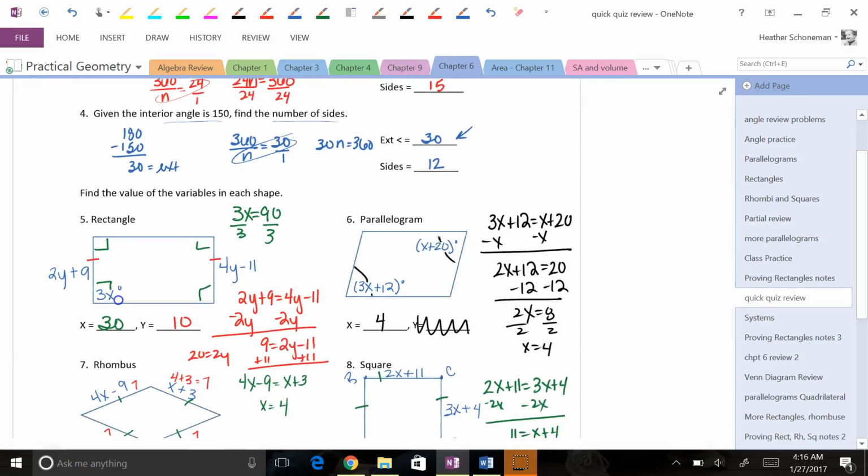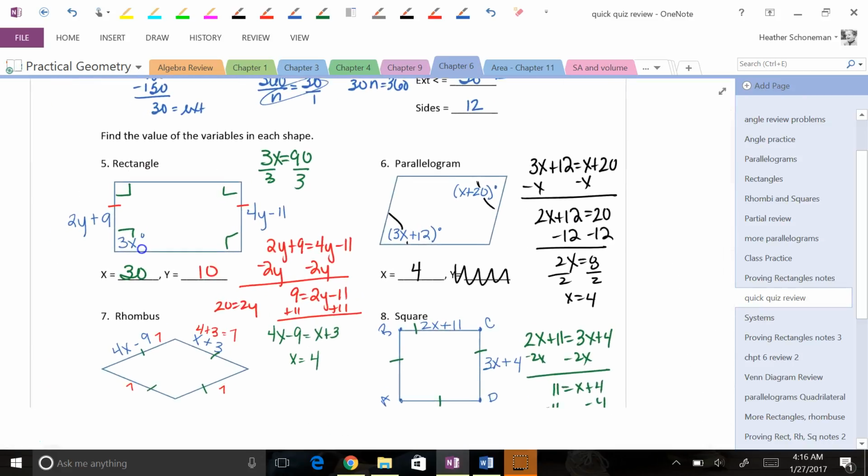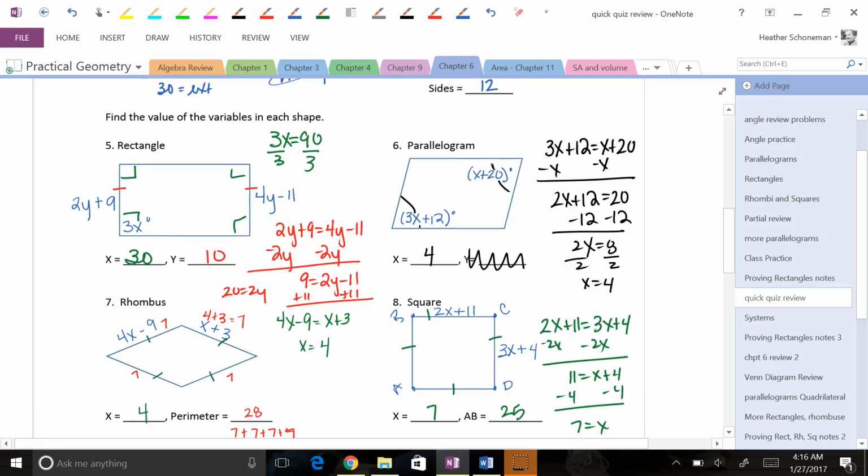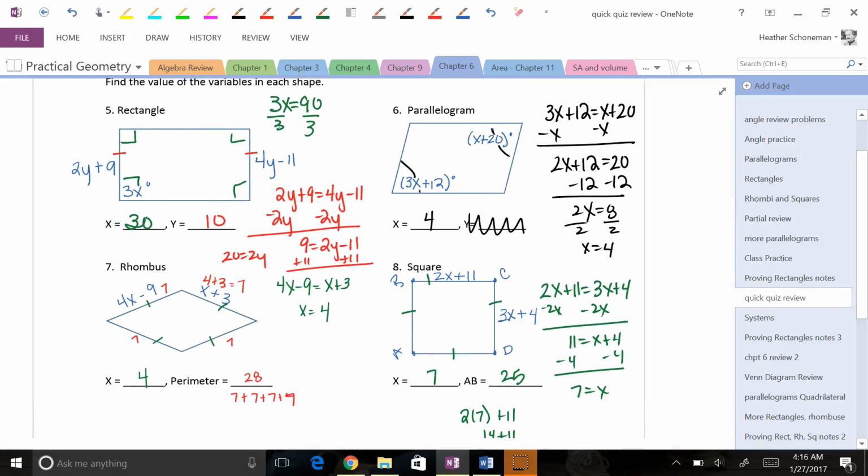Okay, so let's check the bottom floor. Hopefully you pause the video and try this on your own. Okay, number 5. Number 5, we have a rectangle, which means all 4 corners are 90. That's why I set 3x equal to 90 and got x is 30. In a rectangle, opposite sides are congruent, so that's why I set them equal to each other and got y is 10. And remember, in these problems, the only option you have for sides is that they're congruent.